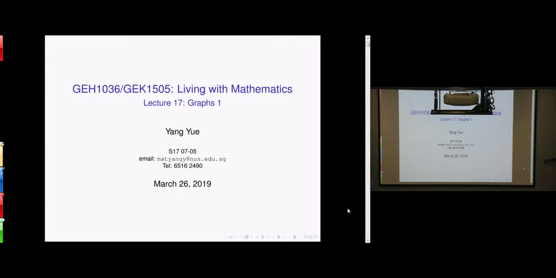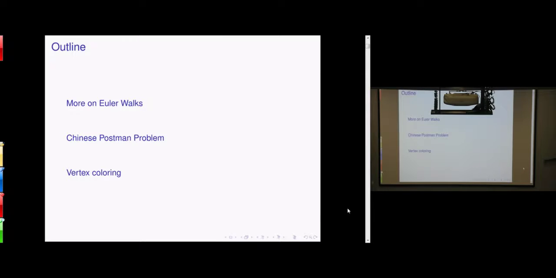Today's topic is graph theory, very elementary graph theory. Actually, that's not very accurate because last week we already talked about graphs. Let me remind you where we are. Last week we were talking about Euler walks, and today we'll see some other versions or variations of Euler's walk.